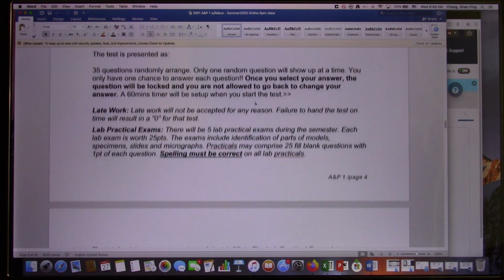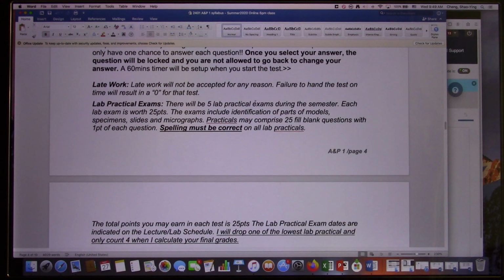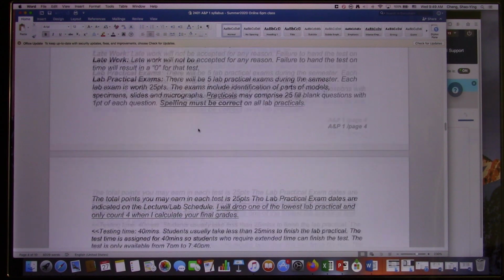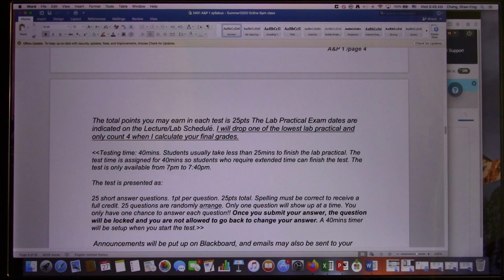The lab practical has 25 questions, fill in the blank. It's fill in the blank, so your spelling must be correct. And it is important for anatomy. In anatomy, you're learning a new language. You need to be able to spell the word correctly. And those 25 questions randomly show up.